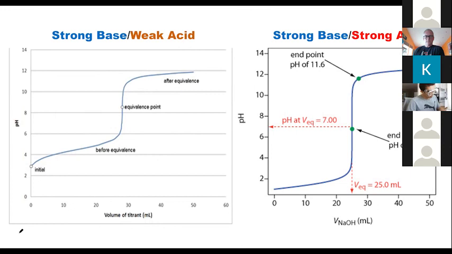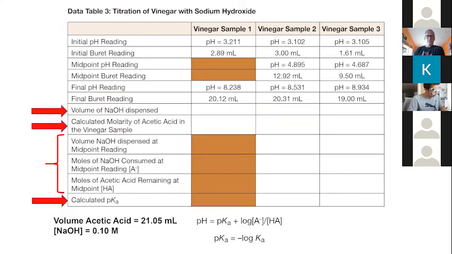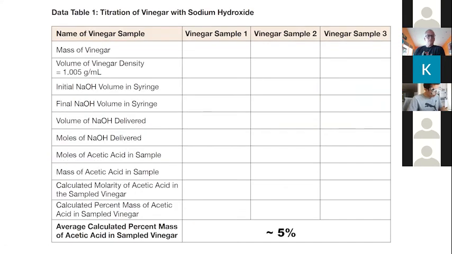I have a question about the first table. For the parts of the data table where it's asking for the moles of sodium hydroxide delivered and the moles of acetic acid in the sample, I'm just not really sure what type of equation to use for those ones.